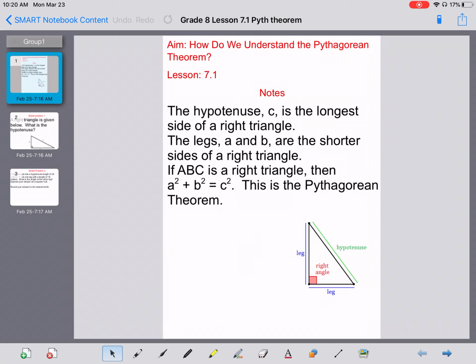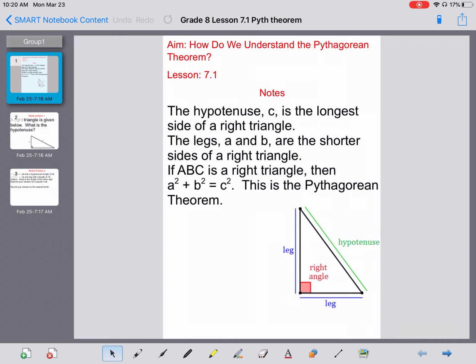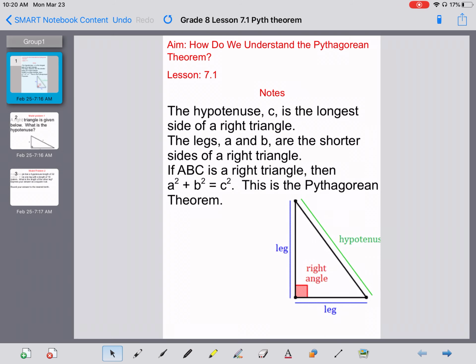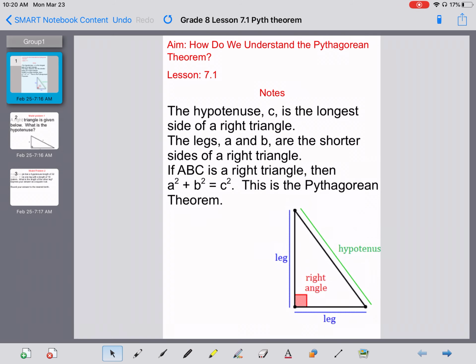Today's lesson is on how do we understand the Pythagorean theorem. The hypotenuse, C, is the longest side of a right triangle. The legs, A and B, are the shorter sides of a right triangle. If ABC is a right triangle, then A squared plus B squared equals C squared. This is the Pythagorean theorem.